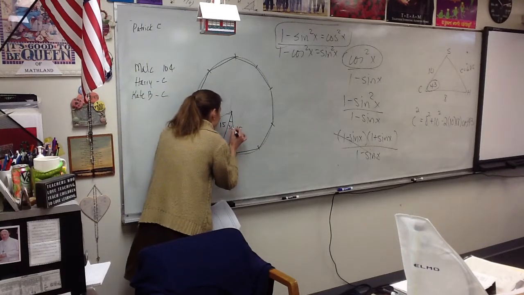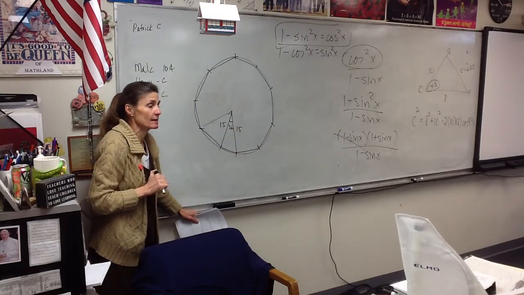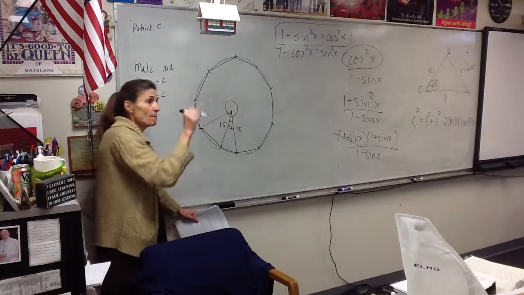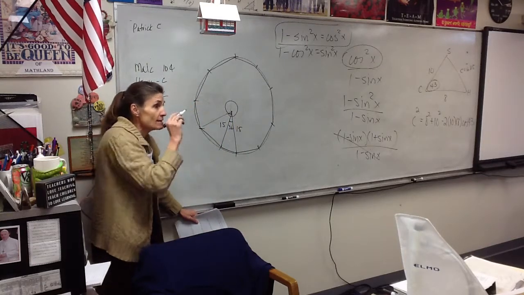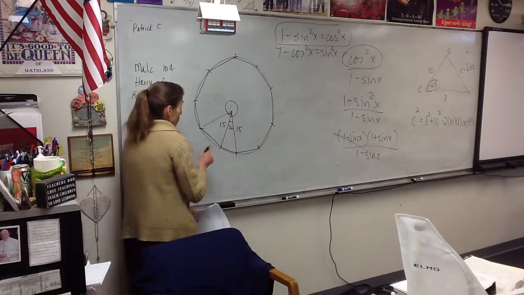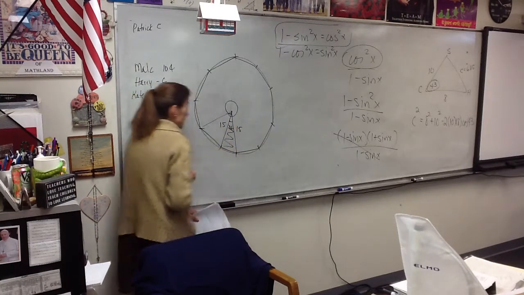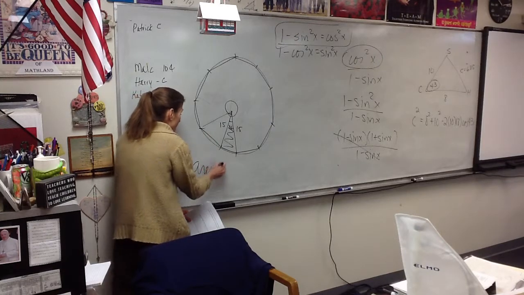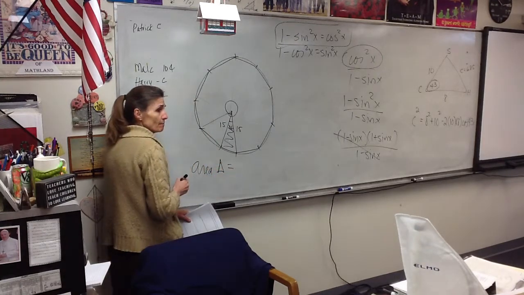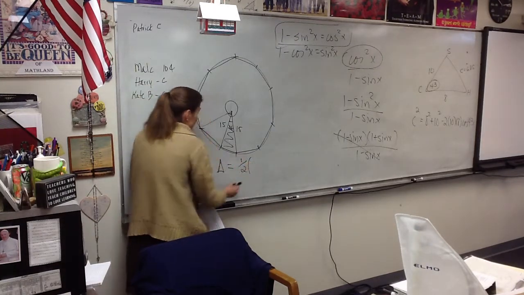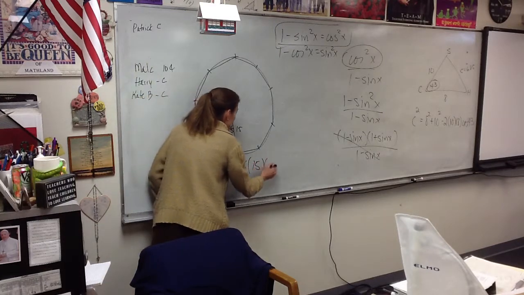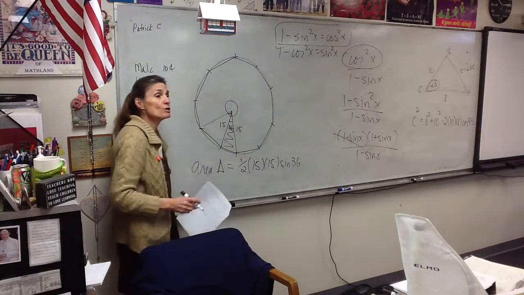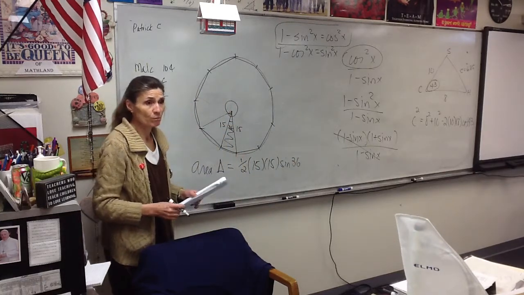36. And how do we know that angle is 36? Took 360 divided by 10. 360 divided up into 10 little triangles, right? Now, look at this triangle. What will the area of that triangle be? 1/2 times 15 times 15 times sine 36. We are using our 1/2 side side sine formula.